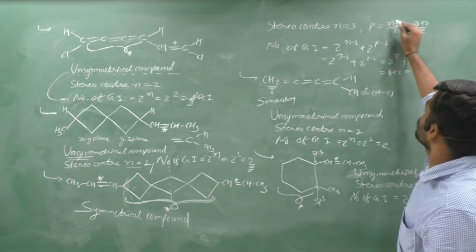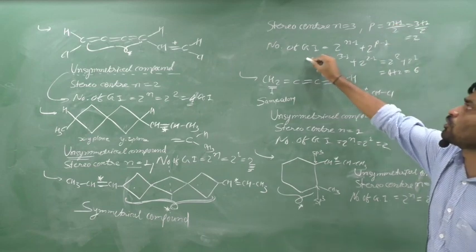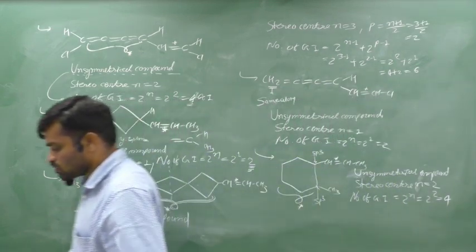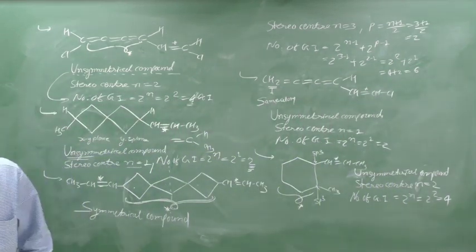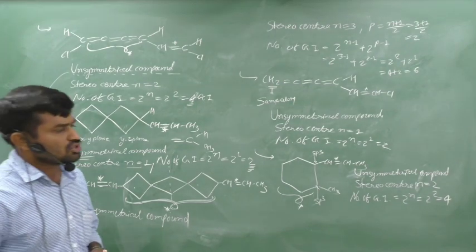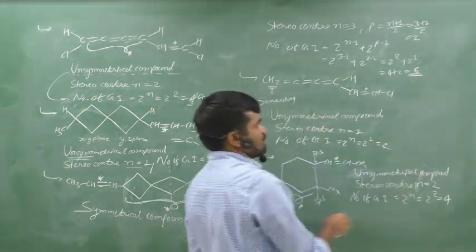Therefore, p is equal to (n plus 1) by 2. Therefore, (3 plus 1) by 2 is equal to 2. Number of GI is equal to 2 raised to n minus 1 plus 2 raised to p minus 1, which is 2 raised to 3 minus 1 plus 2 raised to 2 minus 1, equal to 2 raised to 2 plus 2 raised to 1. 4 plus 2 is equal to 6. Very clear.